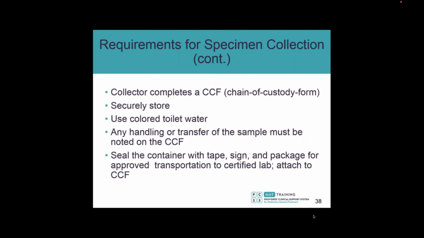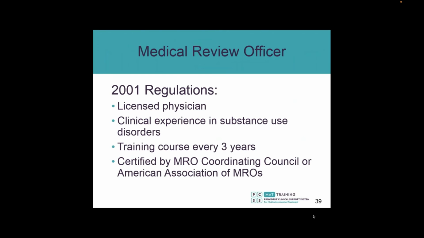So then what you have is a chain of custody form. The collector completes the CCF. You must have an approved secure place to store it. You must use colored toilet water to make sure they can't adulterate the sample with it. And any handling or transfer of the sample, so for example, to somebody that carries it down to the car that's going to transport it, to the person that's in the car driving, to the person that then hands it off to the lab person, all of those have to have signed transfers. And the container must be sealed with tape, signed and packaged, and approved for transportation to a certified lab. So you can see that it's quite important to have an established chain of custody if you're going to do forensically valid collections.